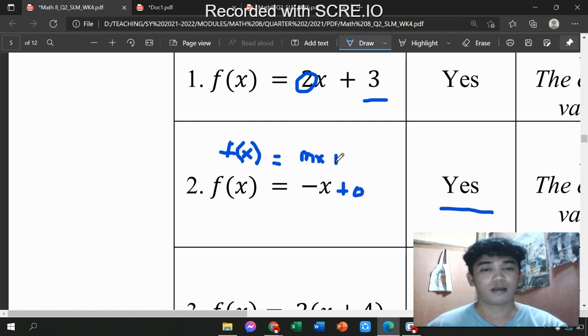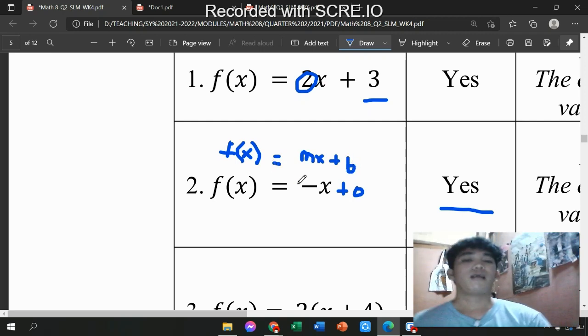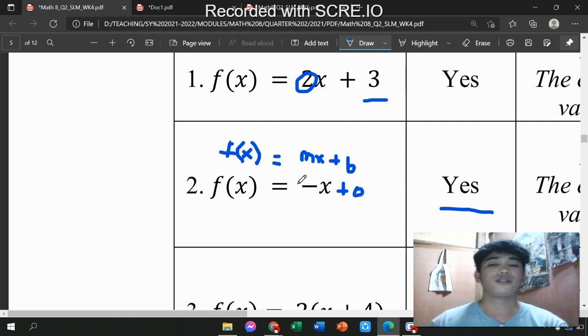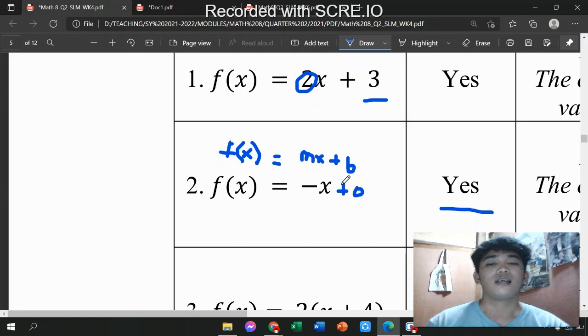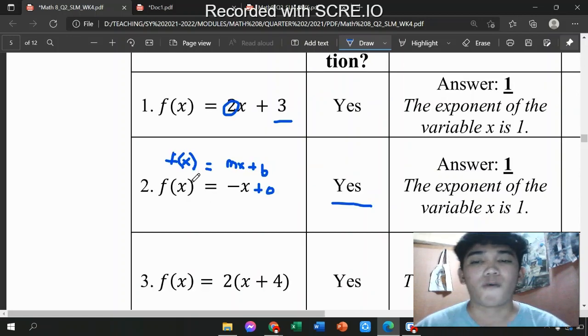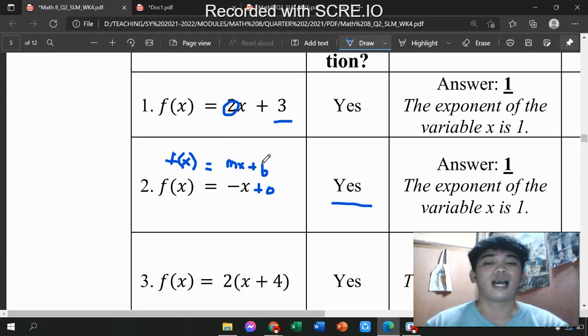mx plus b. So f of x, linear function naman siya if it is in the form f of x equals mx plus b. So our given is still in this form. So ang atong m is negative 1 x plus b. Ang atong plus b is just plus 0.